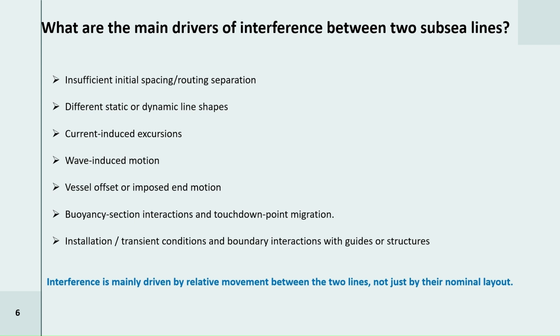The important idea is that interference is mainly driven by relative movement between two lines, not only by the nominal layout. So, even if the initial routing looks acceptable, the combination of environment, geometry, and dynamic response can still bring the lines too close together during the simulation.